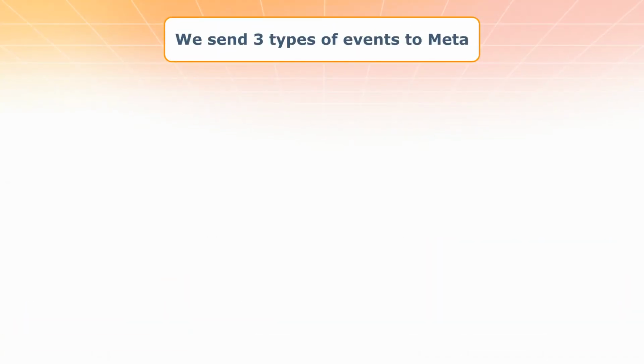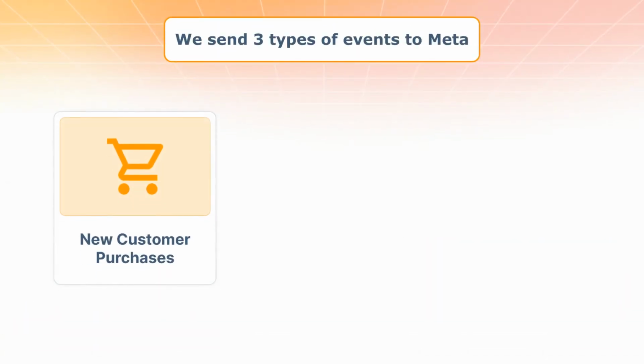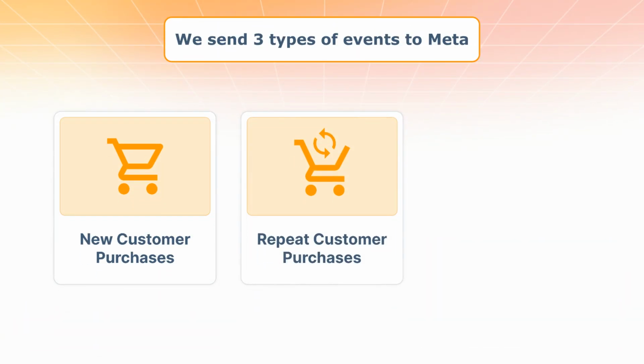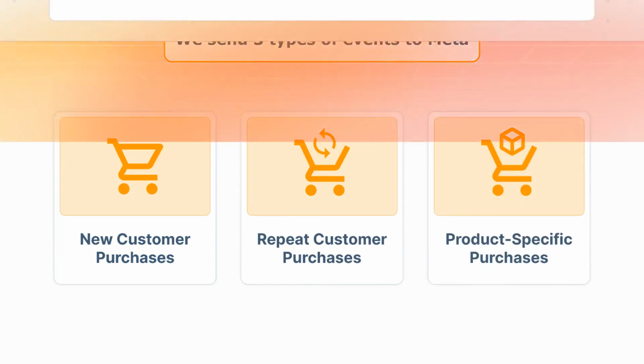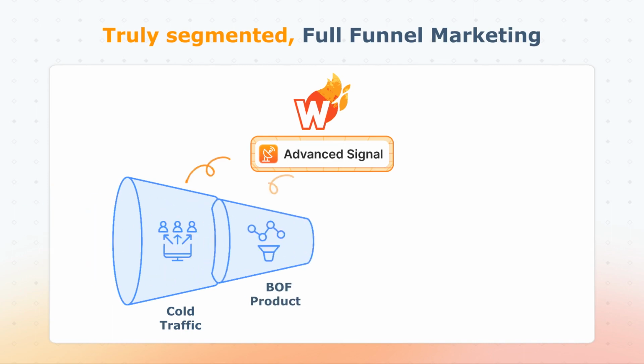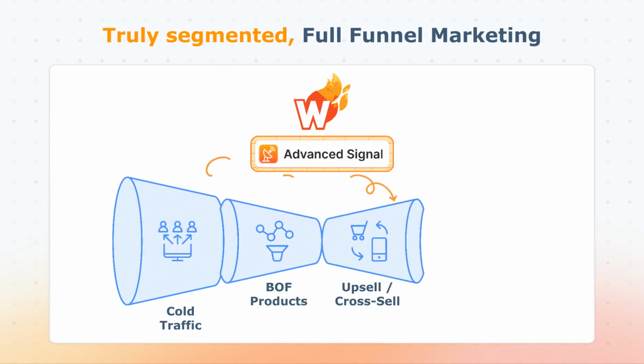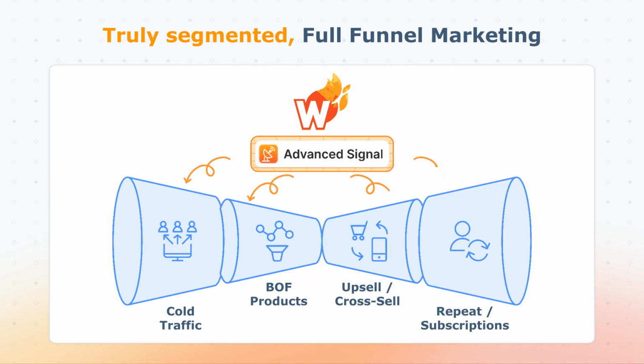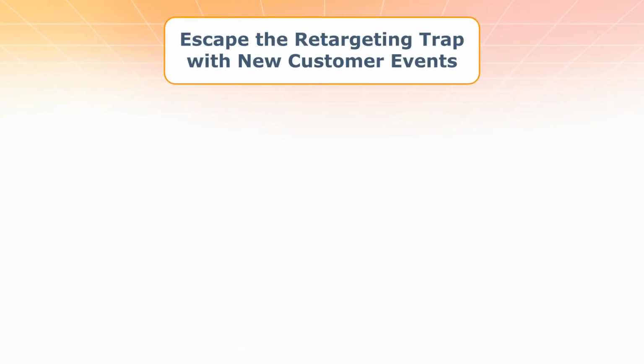We send three types of events to Meta: new customer purchases, repeat customer purchases, and product-specific purchases. Together, these give you the ability to orchestrate a truly segmented, full-funnel marketing strategy, one that unlocks new customer acquisition while still empowering you to maximize LTV through repeat purchase campaigns. Let's walk through how to achieve this balancing act by looking at a few more examples of when to use each conversion type. So, when is the right time to use the new customer purchase event?